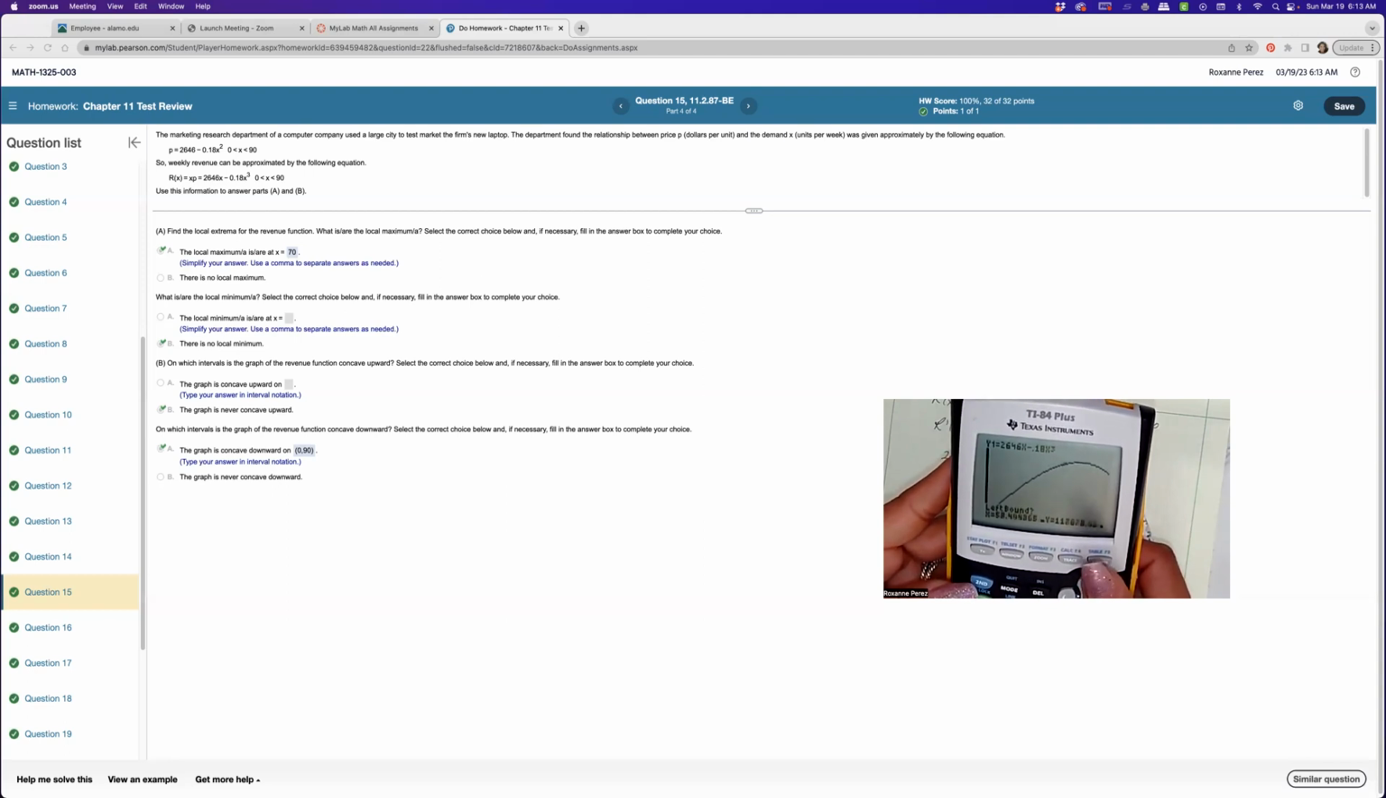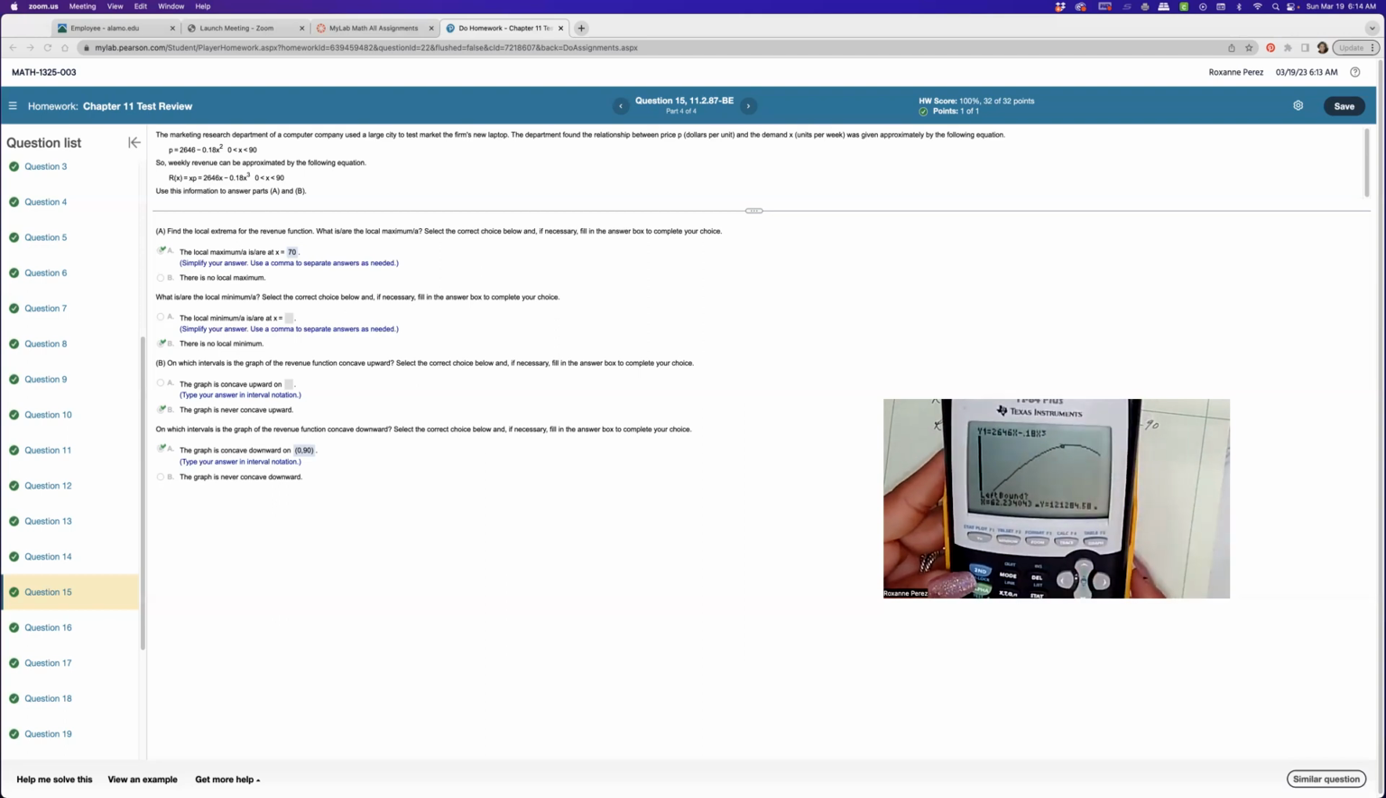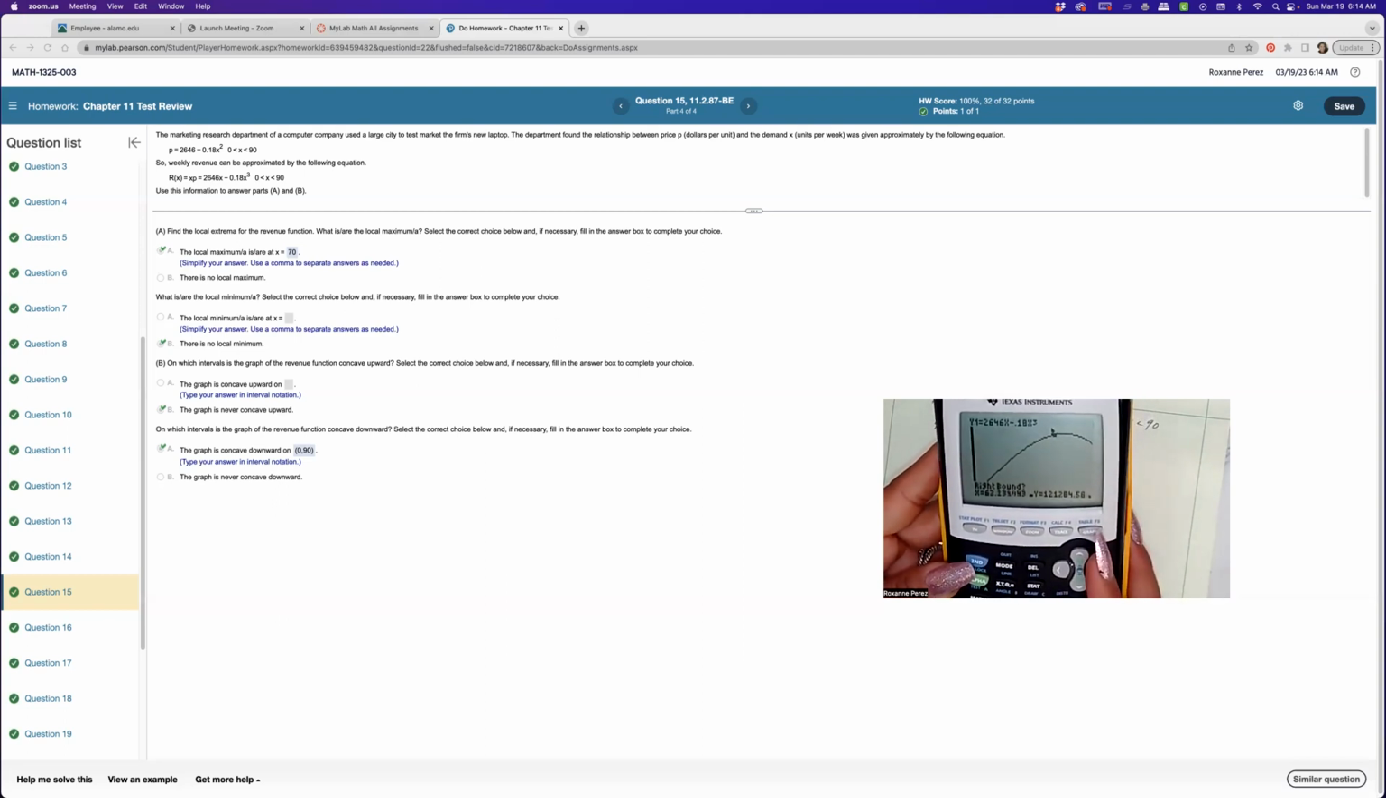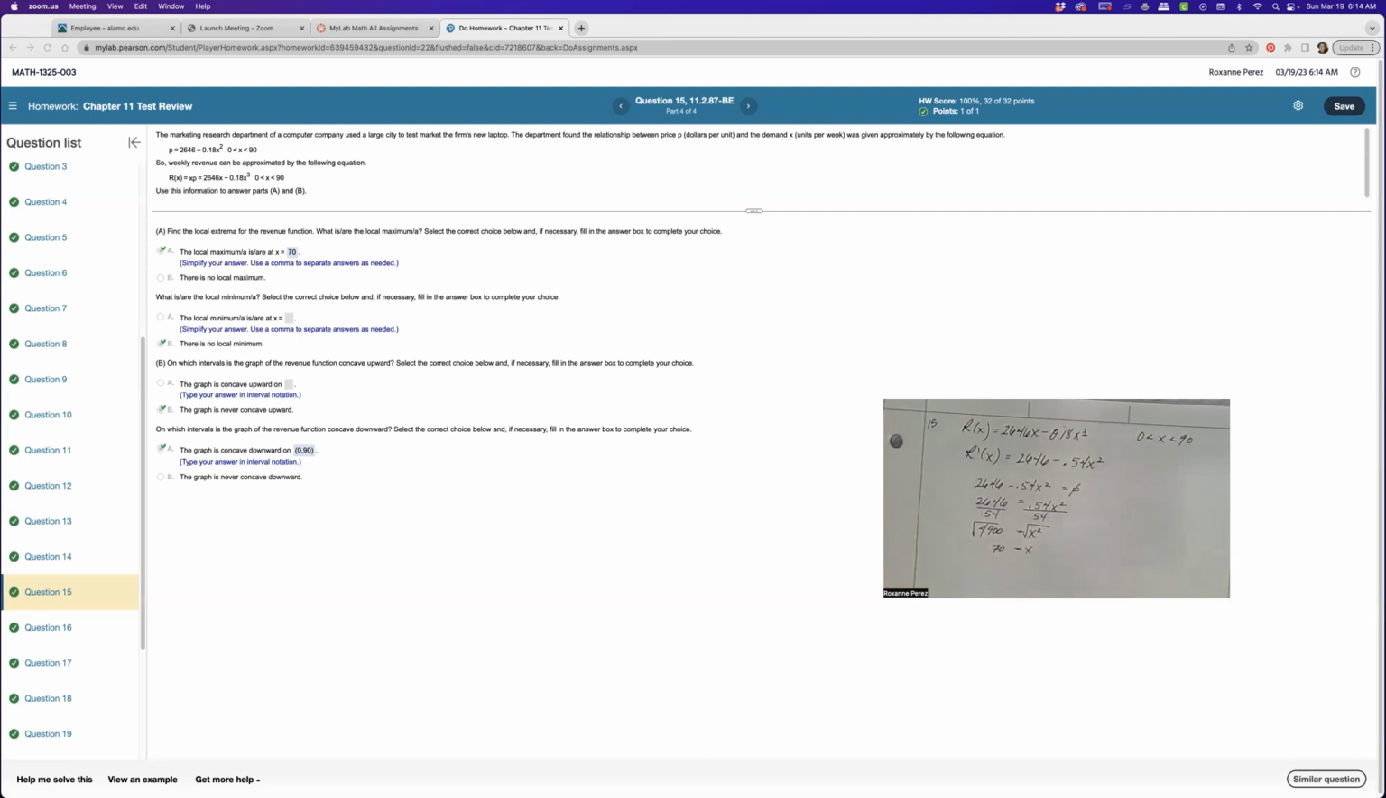So we're going to scroll over to slightly to the left of the maximum. Press enter. Scroll over to the right. So we're slightly right of the maximum. Hit enter. Hit enter again. And this confirms our maximum occurs at x equals 70 and y equals 123,480.